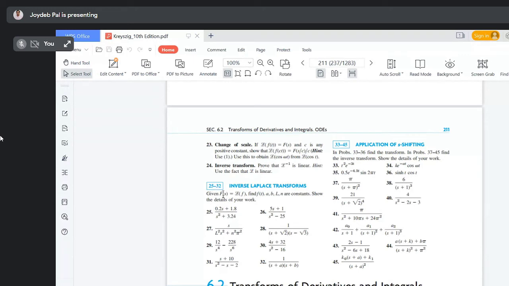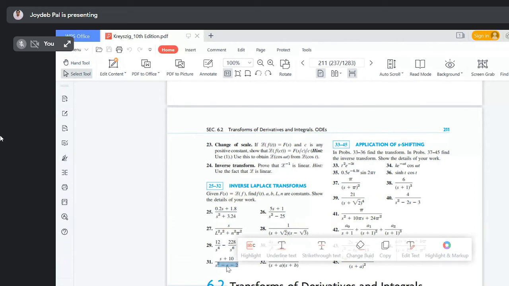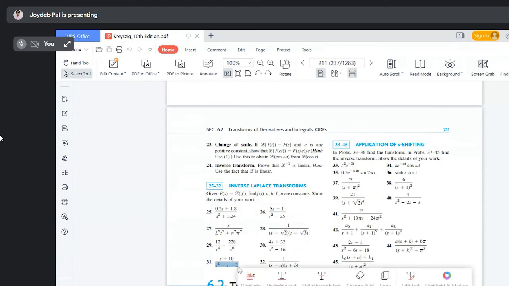In problem number 25 to 32, don't apply that s shifting property, because without using s shifting property also you can solve the problems. So 31 can be solved by s shifting property. But how to solve it without s shifting? For that you factorize the denominator and then use partial fraction. Okay.